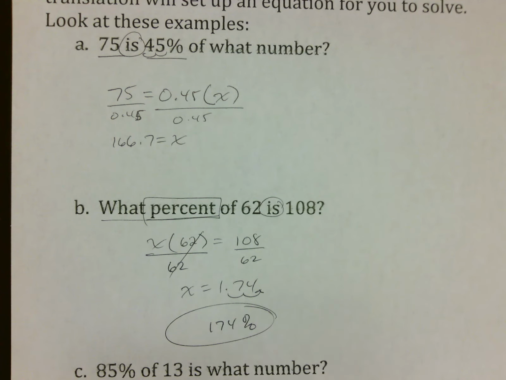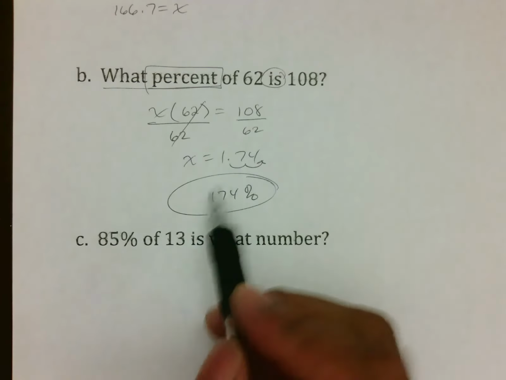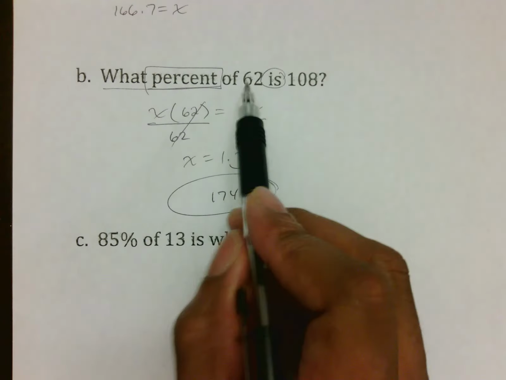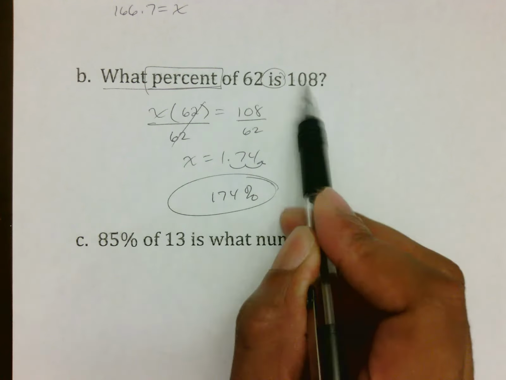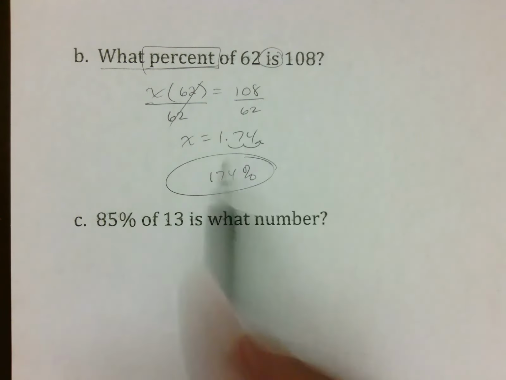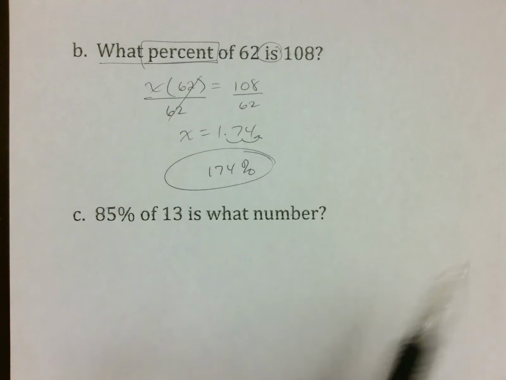The key thing about percents bigger than 100 is that it means the answer should be bigger than what it is. That's why when somebody says give 150%, you really can't give 150%, because that would be giving more than you actually are. But it's just an expression that people use. Other than that, if the percentage is bigger than 100, it means that 62 ended up being bigger, which is why 62 turned into 108. That's because it was 174% of itself.